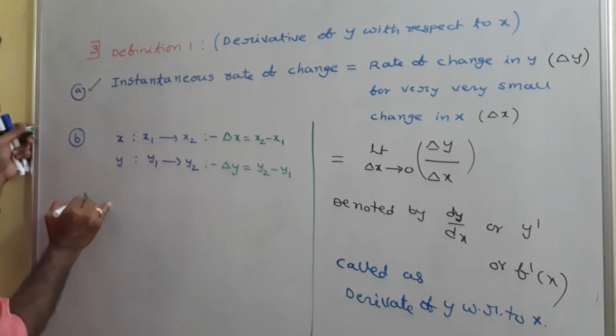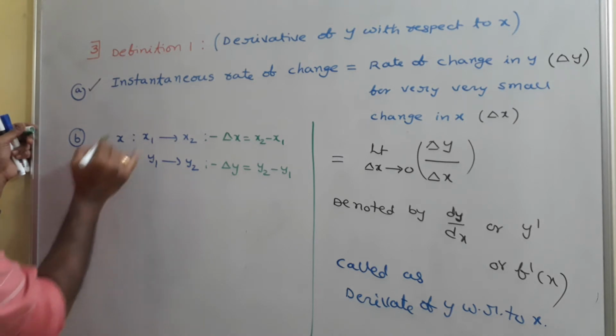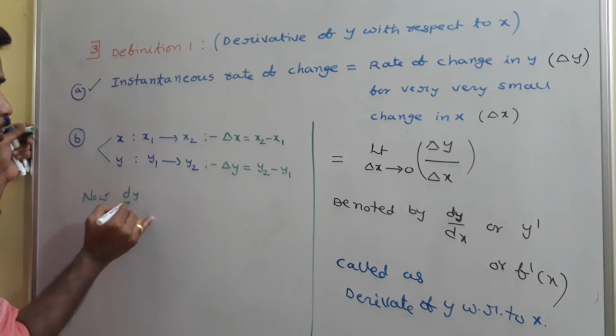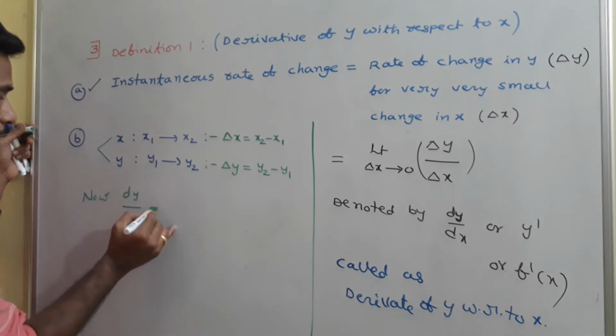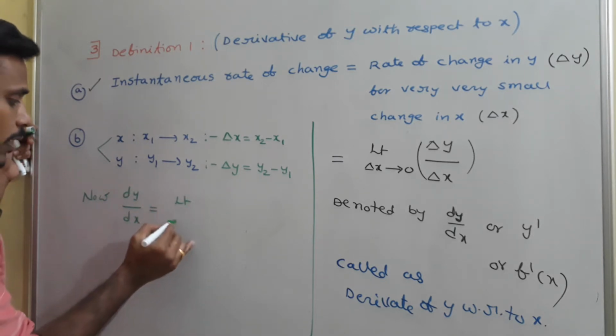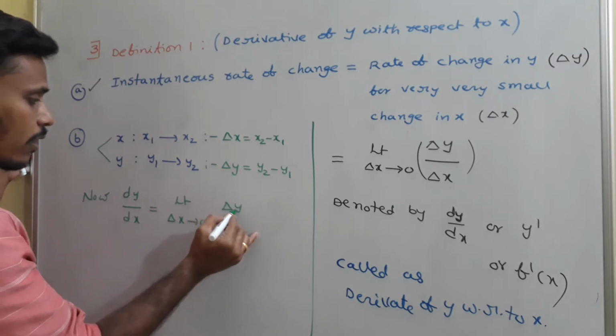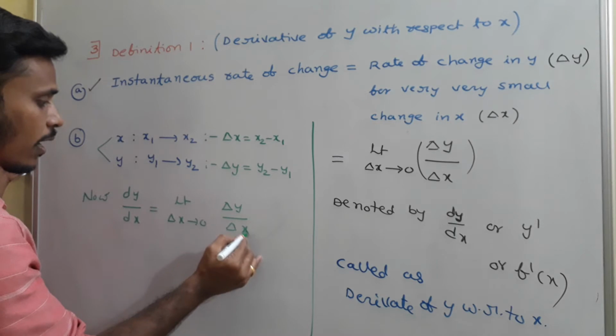Now what to say about dy by dx? If we have a relation between y and x, then I need to calculate the derivative of y with respect to x, which is simply limit delta x tends to 0, delta y by delta x.